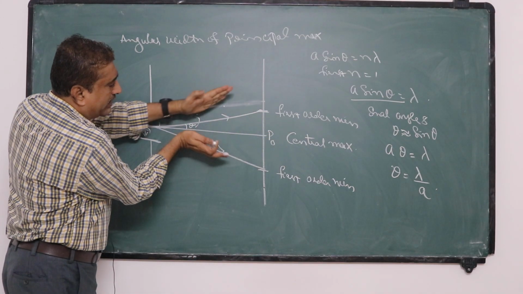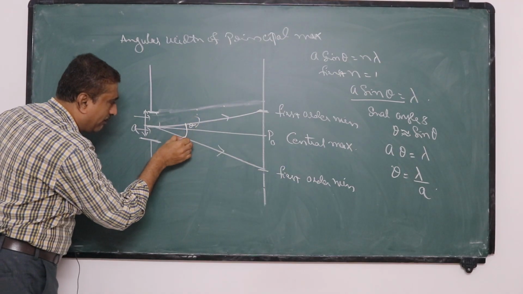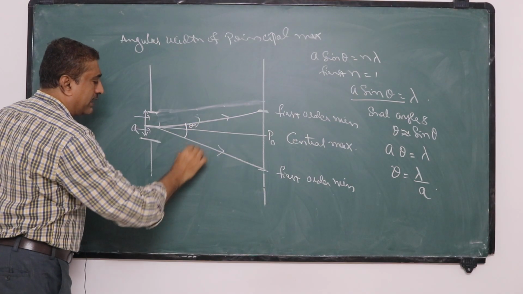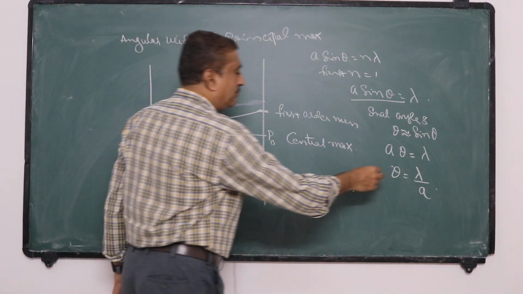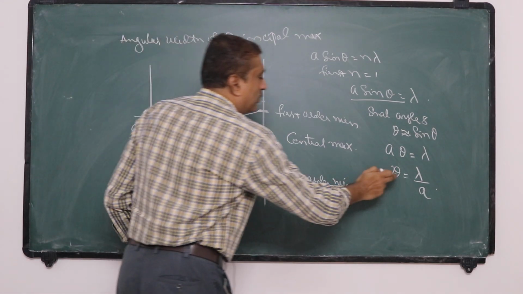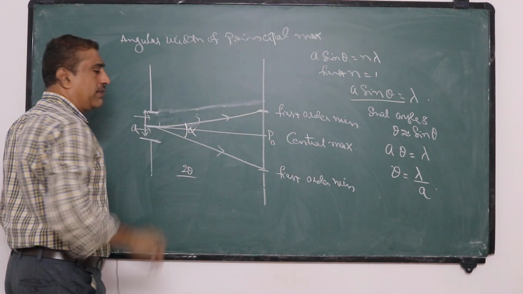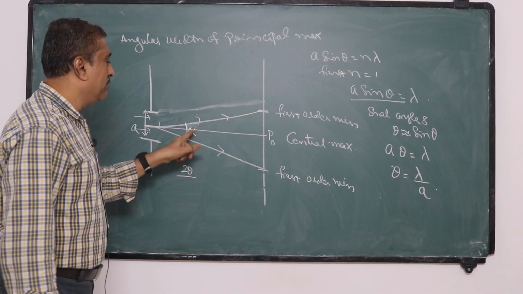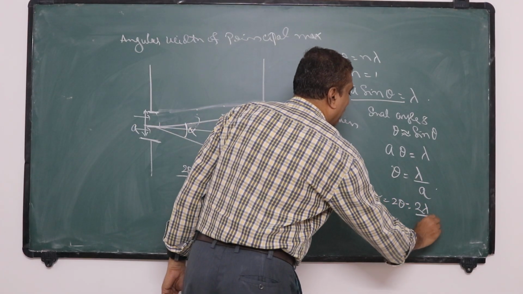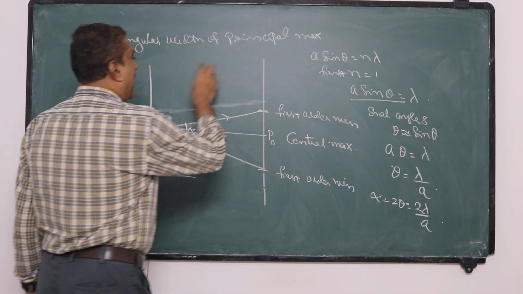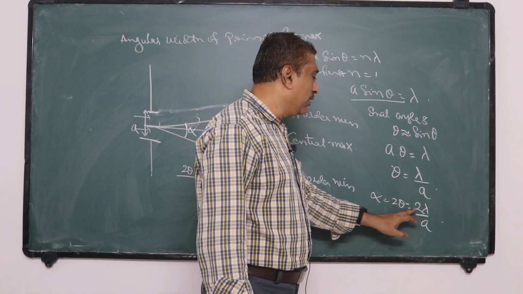So that means the angular spread of this central maximum is theta. So this is the total angle. For one side we get theta, the total spread is 2 theta. So the angular spread of this central maximum, if we take it as alpha, then alpha is equal to 2 theta, that is 2 lambda by a. So the angular width of the central maximum is 2 lambda by a.